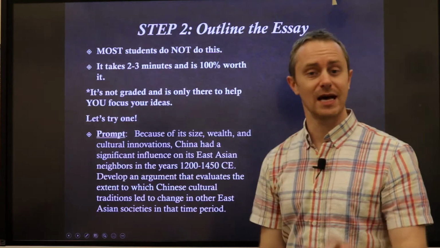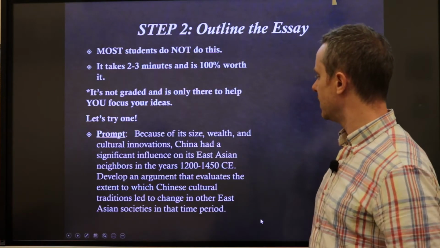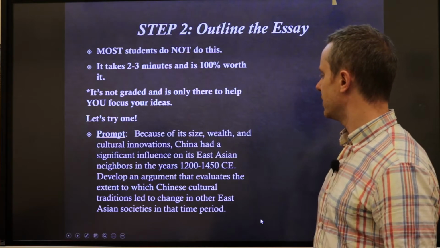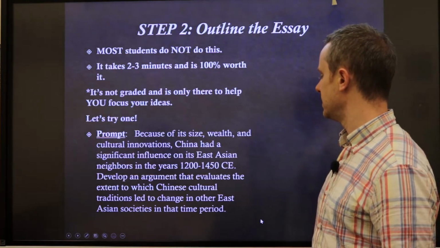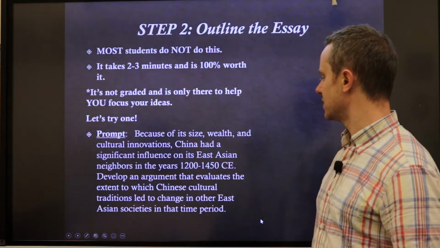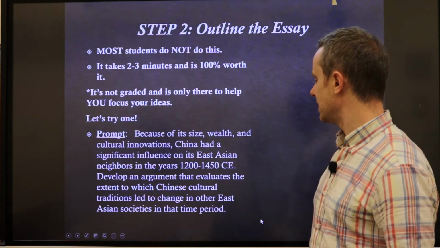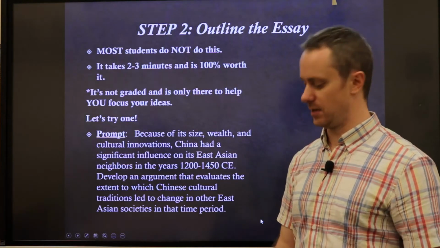Again, same prompt as last time, but I'm going to reread it so you are familiar again. Because of its size, wealth, and cultural innovations, China had a significant influence on its East Asian neighbors in the years 1200 to 1450 CE. Develop an argument that evaluates the extent to which Chinese cultural traditions led to change in other East Asian societies in that time period. Okay, got it? We have a really good idea in our brain, I'm sure.